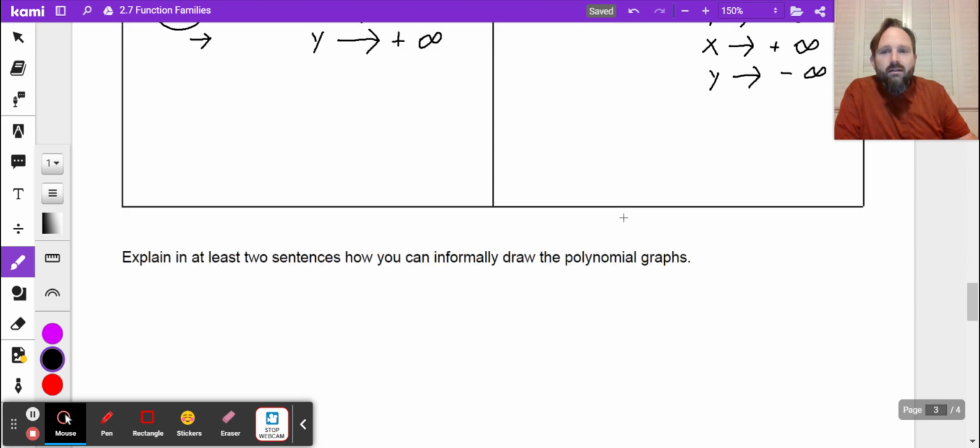Okay. I want you to explain in 2 sentences how you can informally draw these polynomial graphs we just did. Remember, we're talking about whether it is an even or an odd power, and we don't care about the number of the coefficient. We care about the sign, specifically positive and negative. Go ahead and explain, and I'll see you guys in class.